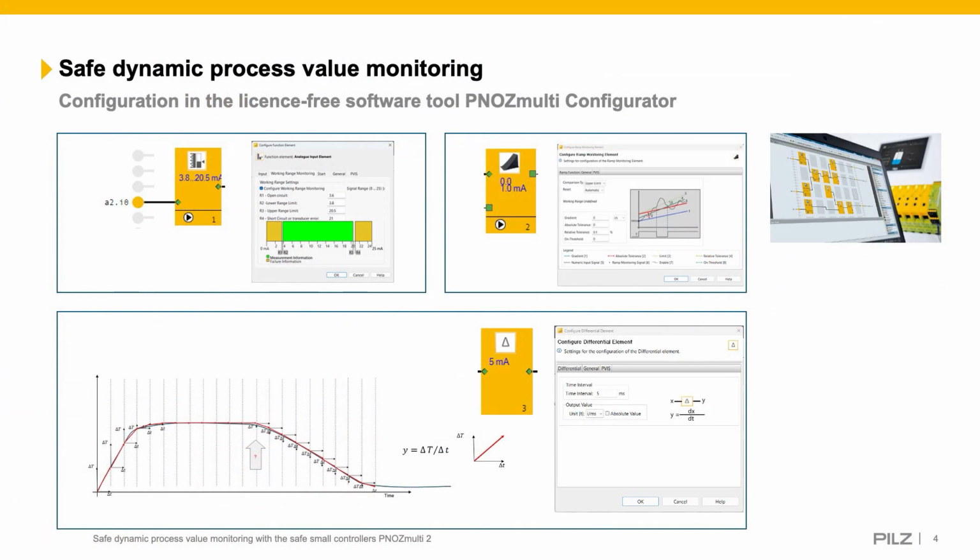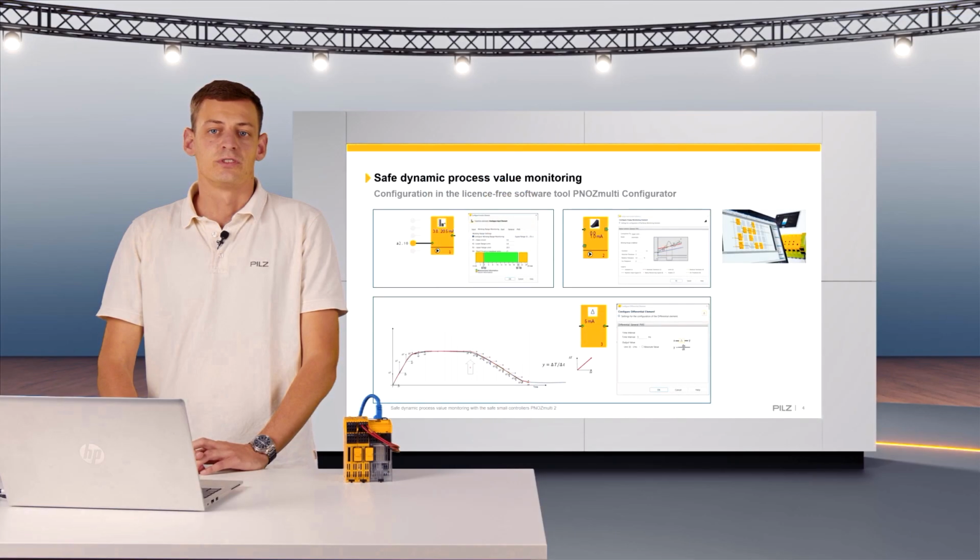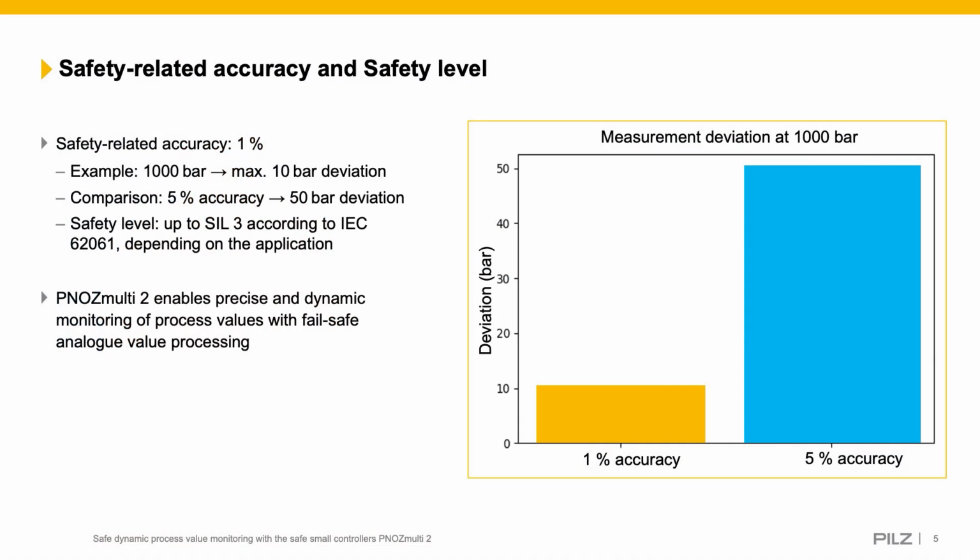In the pre-assembled function blocks, you can monitor your analog input with 4 to 20 milliamps and detect a short circuit or a wire interruption. You can also use the pre-assembled ramp monitoring block to detect the pressure rise. I'd like to highlight the safety relevant accuracy of our analog input module. Each input has a tolerance of 1% and a safety level up to CL3.